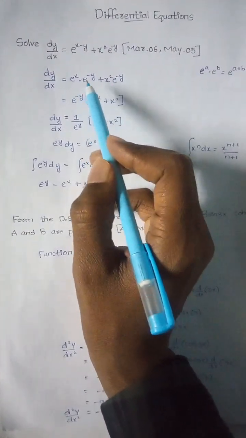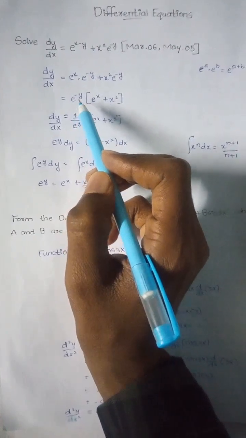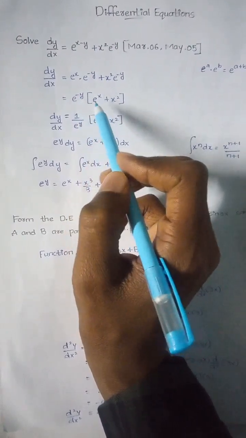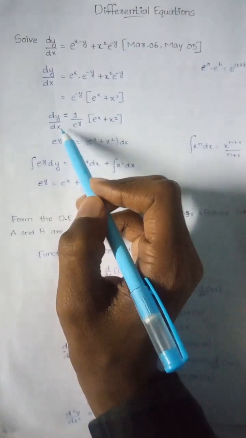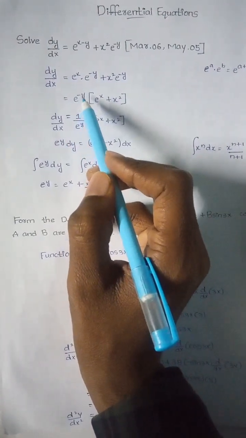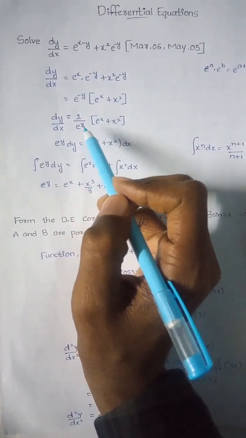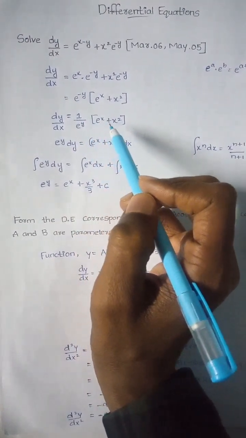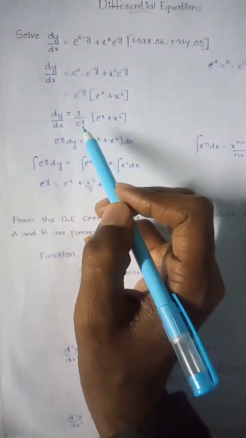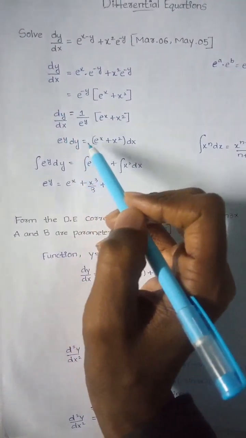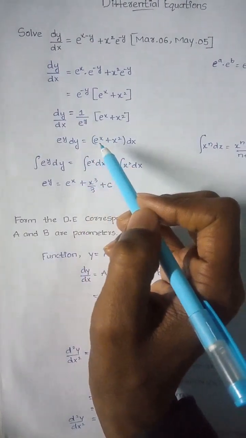From this, e power minus y is common, that is e power minus y of e power x plus x square, right? That is dy by dx is equal to e power minus y, which can be written as 1 by e power y, into e power x plus x square, right? Therefore, cross multiplying, e power y into dy is equal to dx into e power x plus x square.